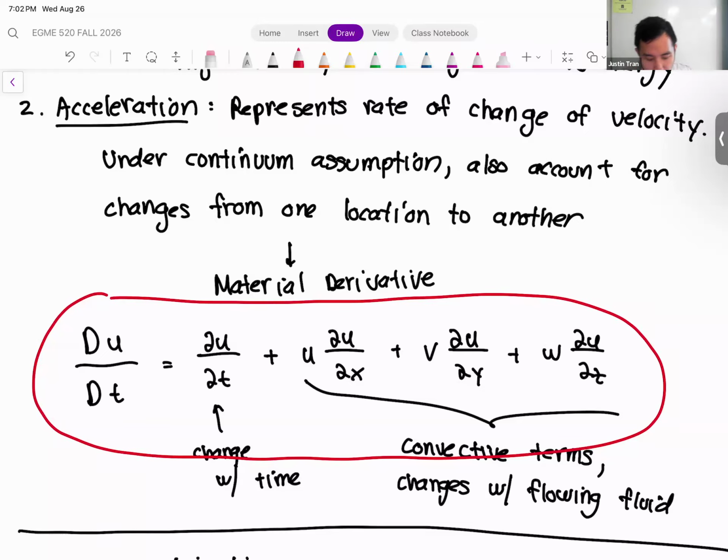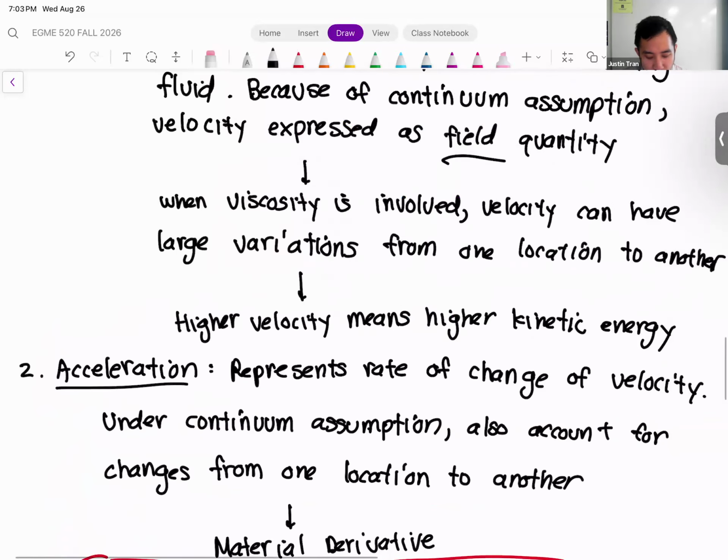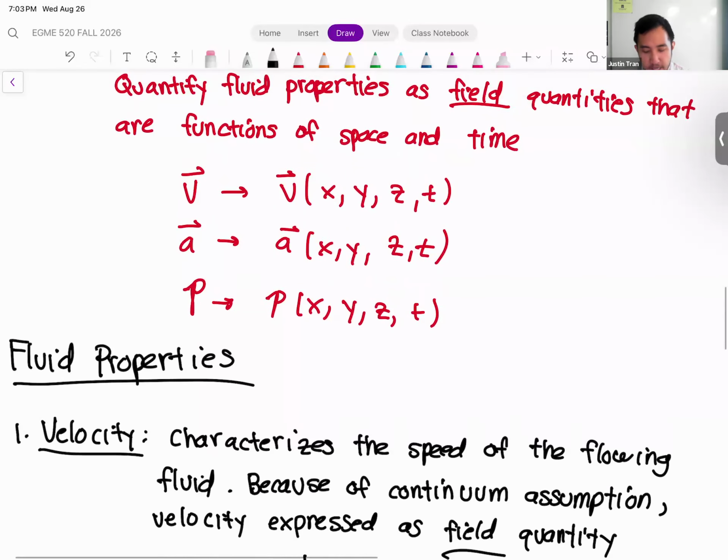Material derivative basically says that if you're going to take the derivative of something in a fluid, in this case we're taking the derivative of velocity, but this material derivative can apply to any property as well. What we're seeing is that there are multiple different terms that we have to take into account. It's not simply just the derivative with respect to time, right? Because remember what we said last time is that every fluid property here is a function of multiple variables at the same time.